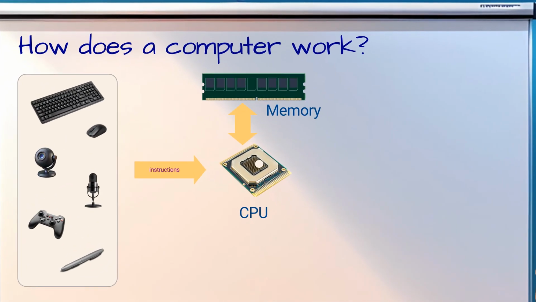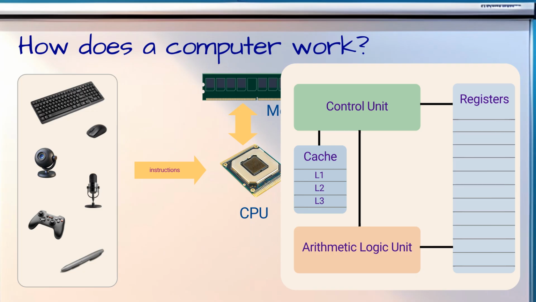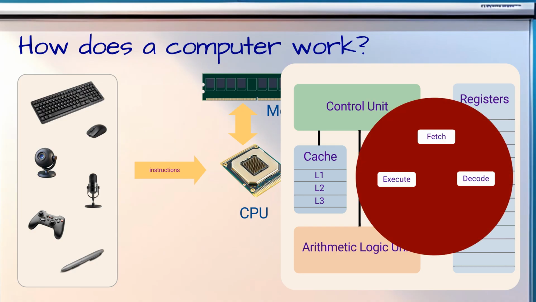Inside the CPU are several components. All these components work together to execute instructions through the fetch-decode-execute cycle. In fetch, the control unit retrieves an instruction from the cache. In decode, the control unit determines what to do with the instruction. In execute, the arithmetic logic unit executes the instruction using data from registers. This cycle is called the instruction cycle and repeats until all instructions are completed.